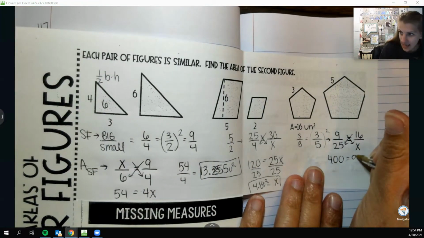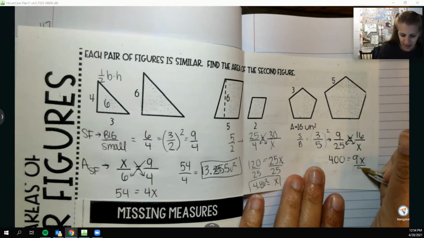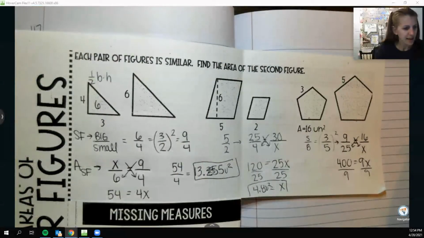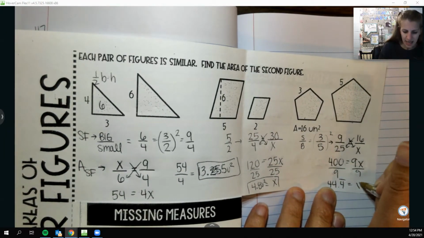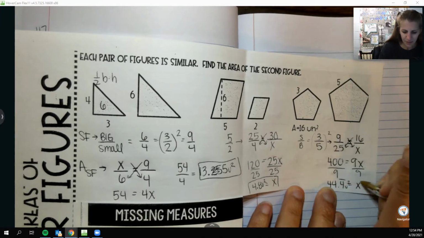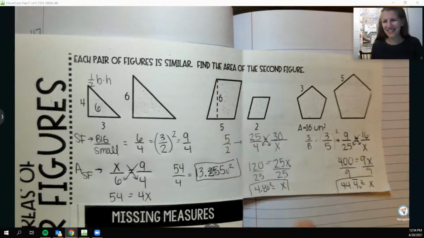400 equals 9x. Divide by 9 on both sides. It's not going to be super nice, but 4.44 repeating is the area of that big one. And then you don't have to use trig at all.